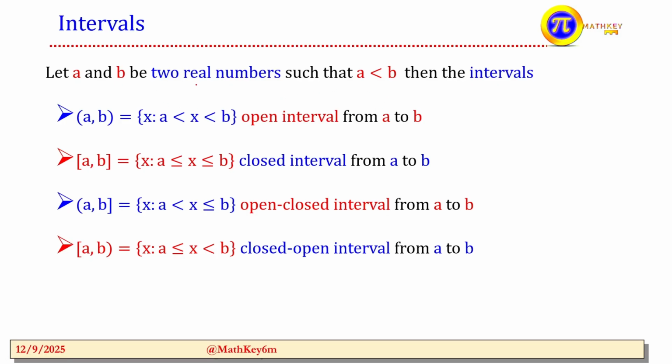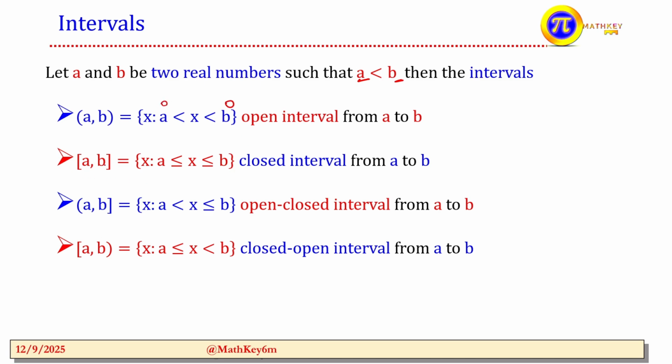Let us continue starting from intervals. Let a and b be two real numbers such that a is less than b. Then the intervals, as we are familiar, this is a to b. We call this an open interval from a to b, that doesn't include a as well as doesn't include b.